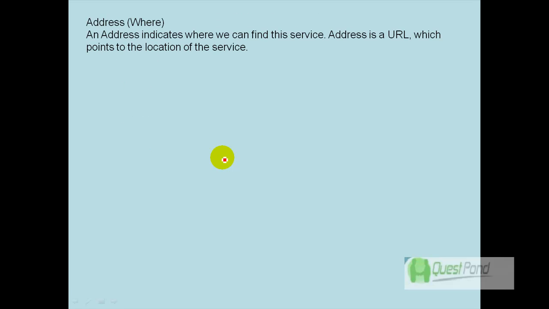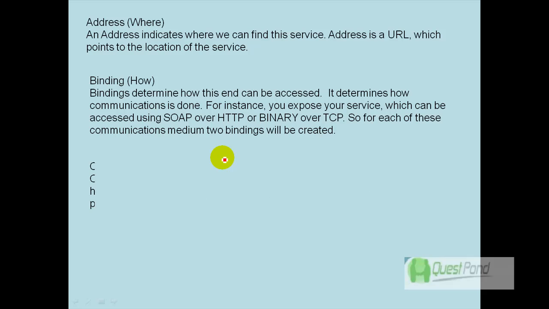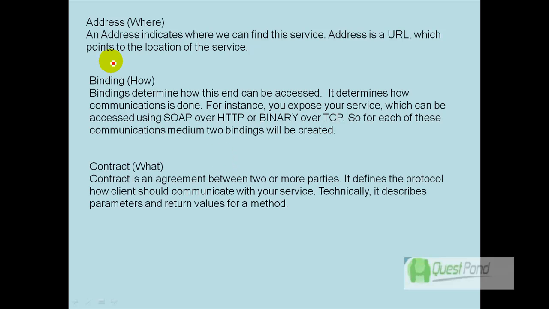A message should be able to talk about the service: where the service is located, how you can talk with the service, and what you need in order to start using the service. Now, in WCF, this is mapped in the following ways. The where is mapped with the address. So address indicates where we can find the service. Okay, and address is a URL which points to the location of the service.